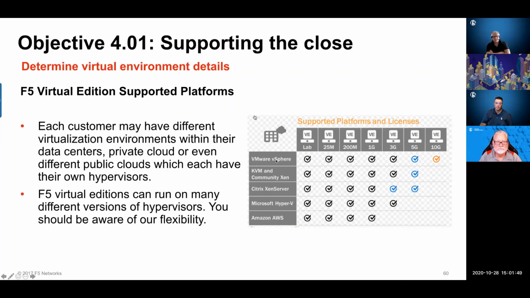Hypervisors: we support all the major hypervisors, vSphere, your traditional ones, and then other ones like KVM and Hyper-V, and of course the cloud environments, AWS, Azure, and so on.